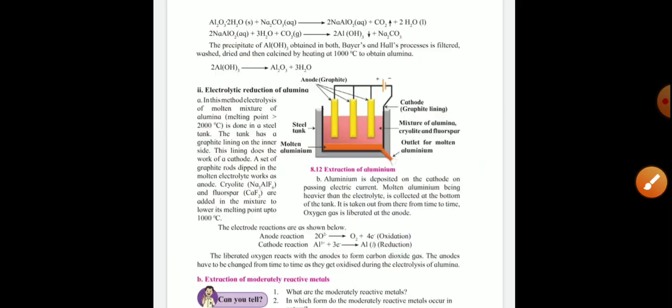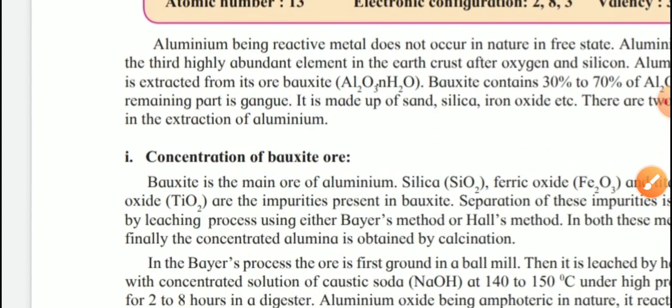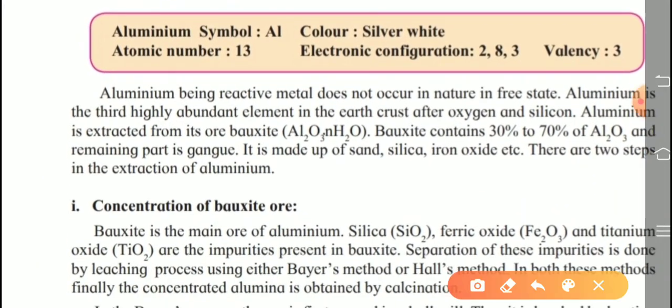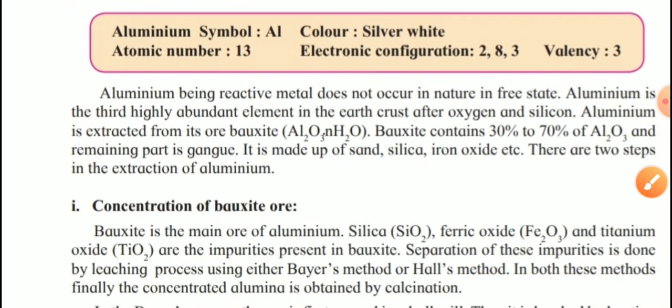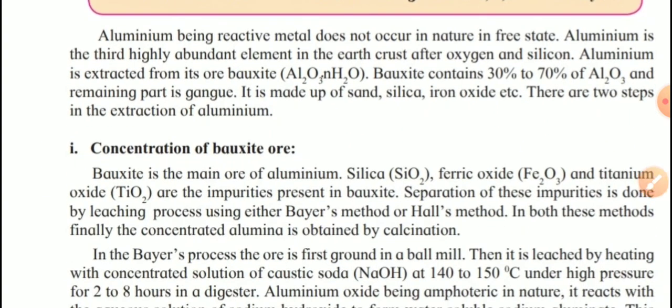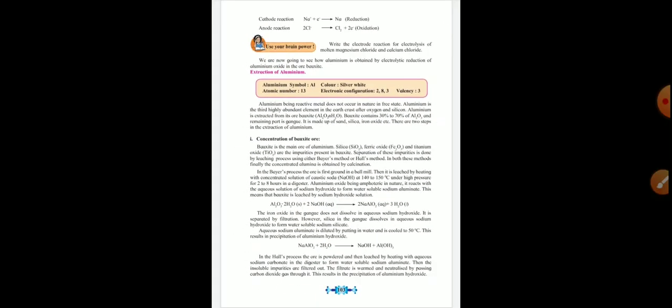This is the first process in the extraction of aluminium. What is the first process? The first process is concentration of bauxite. In concentration, what are we doing? We remove the impurities by these two methods, Bayer's and Hall's method.